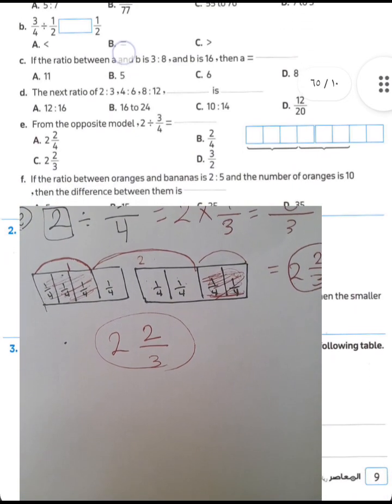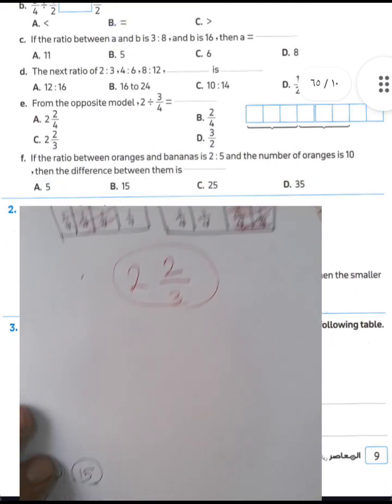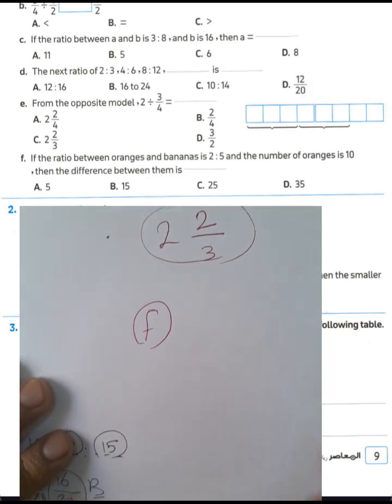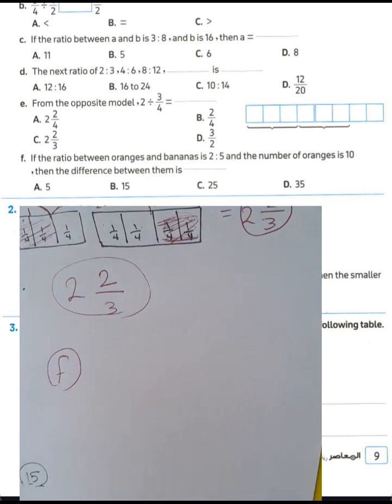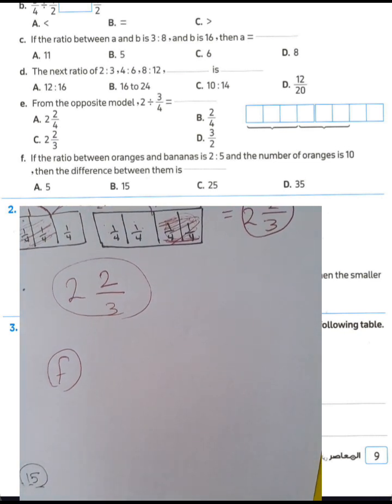Choose letter C. Question letter F. If the ratio between oranges and bananas is 2 to 5, and the number of oranges is 10, then the difference between them equals what?